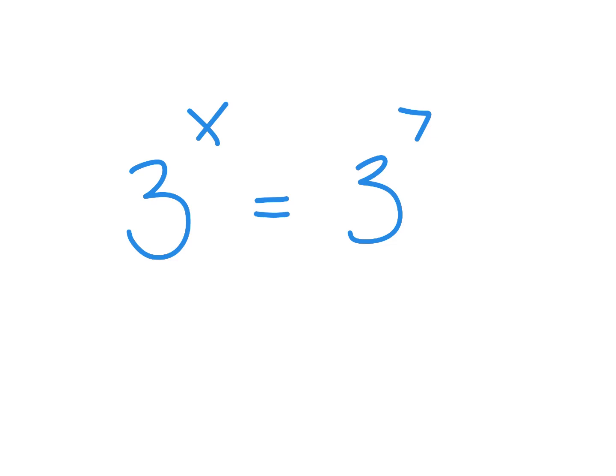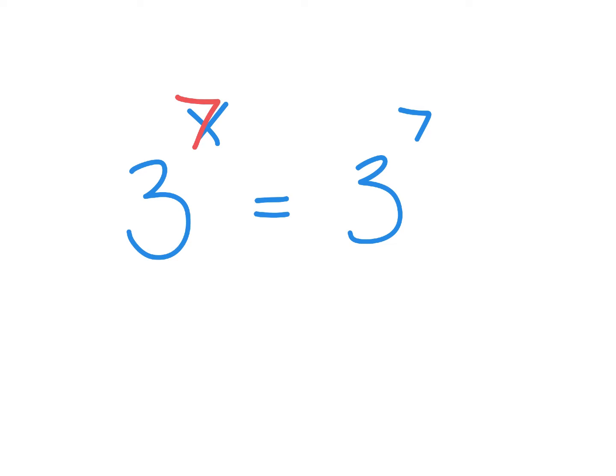I know you're thinking, well, what do I do to both sides? We don't have to do that. If I put the number in there, you're going to be like, oh my gosh, that's so obvious. 3 to the 7th equals 3 to the 7th, doesn't it? So what's x got to be? 7.